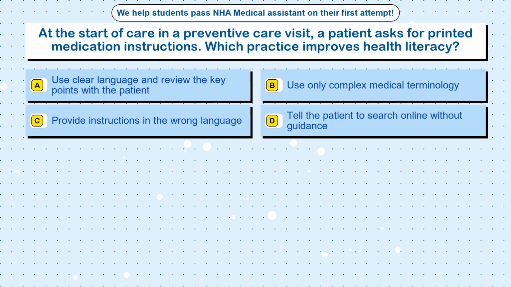Question 23. At the start of care in a preventive care visit, a patient asks for printed medication instructions. Which practice improves health literacy? Option A, use clear language and review the key points with the patient.